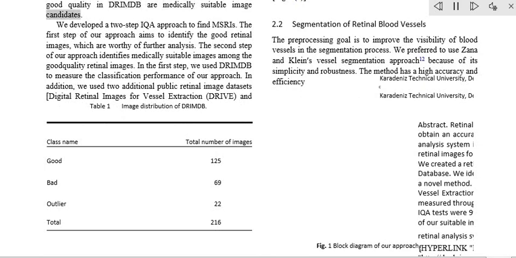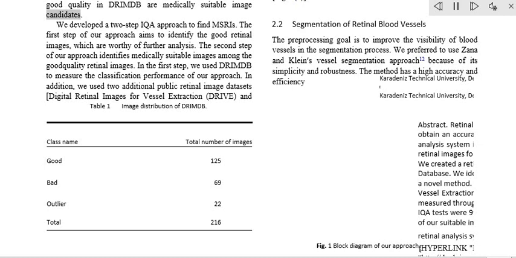We developed a two-step IQA approach to find MSRIs. The first step of our approach aims to identify the good retinal images, which are worthy of further analysis. The second step identifies medically suitable images among the good quality retinal images. In the first step, we used DRIMDB to measure the classification performance of our approach. In addition, we used two additional public retinal image datasets, Digital Retinal Images for Vessel Extraction, DRIVE, and Standard Diabetic Retinopathy Database Calibration Level 1, DIARETDB1, in our experiments to identify MSRIs.